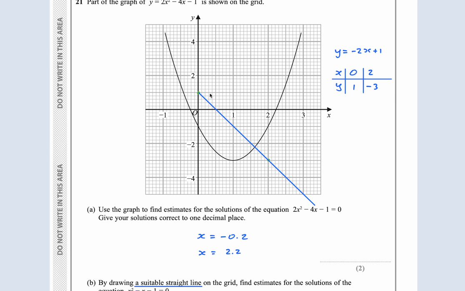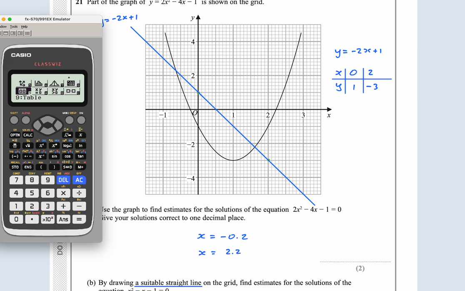But make sure, guys, that you continue it, because we need to hit it at both points. So that is the line. This is the line, y equals minus 2x plus 1. Now, if this is confusing, guys, although I would argue if you can do this question, this is the least of your worries, but let's go. Let me show you how to do it with the calculator.